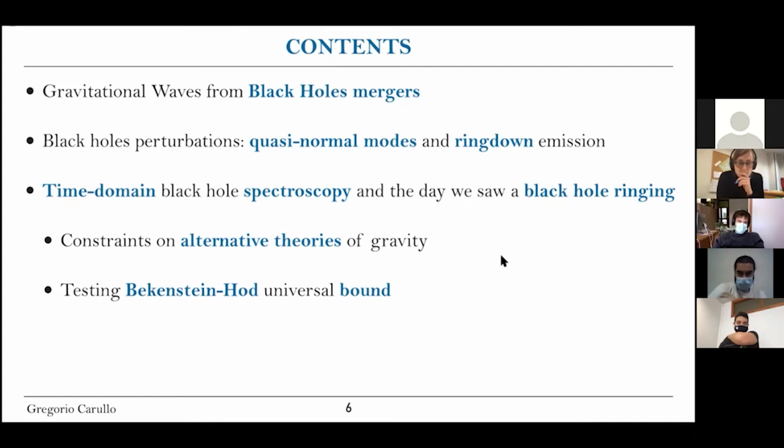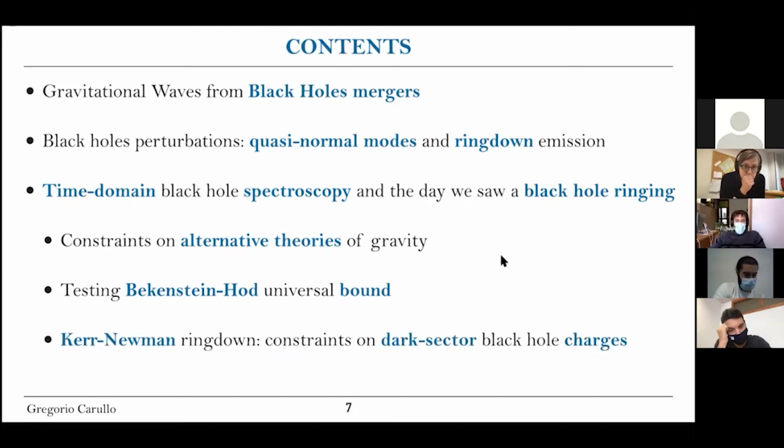Okay, so I was saying that I will apply this technique to test the Bekenstein-Hod universal bound, which is a bound on the information emission rate of black holes. And finally, the third case, which I will analyze, is how we can constrain some candidates of dark matter by analyzing the ring down and including the effects described by the Kerr-Newman metric. So black holes with charges.